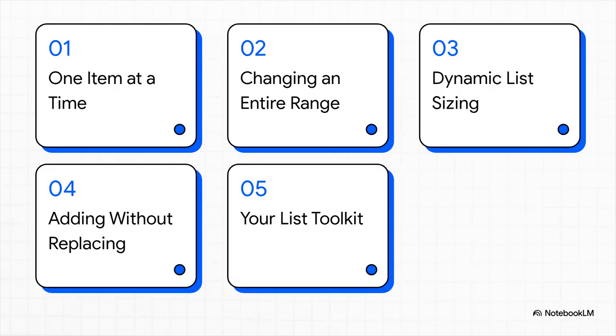So here's our game plan for today. We're going to start with the absolute basics, changing just one item. Then we'll kick it up a notch and modify whole ranges of items at once. After that, you'll see how lists can magically grow and shrink. We'll also cover how to add new things without deleting what's already there. And finally, we'll wrap it all up into your brand new list manipulation toolkit.